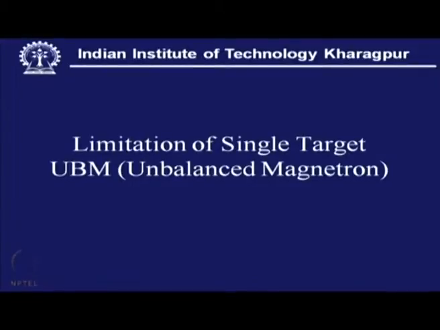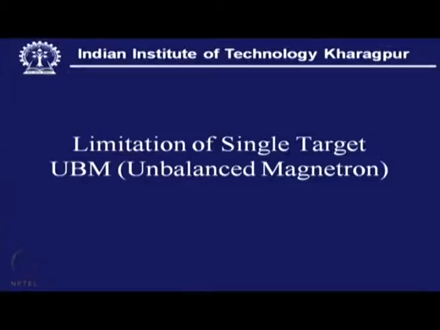Now, we look into the limitation of the single target unbalanced magnetron. So, what is meant by single target? As we know, in sputtering it can be a single target or multi target, that means we can have dual cathodes facing each other, or even 4 targets. But the simplest one is having just a single target.